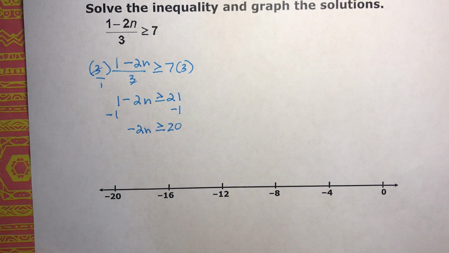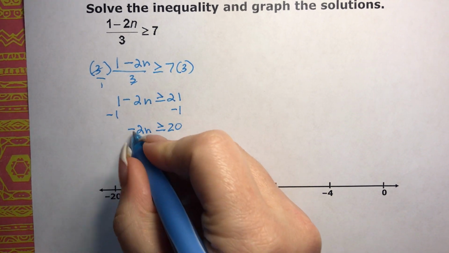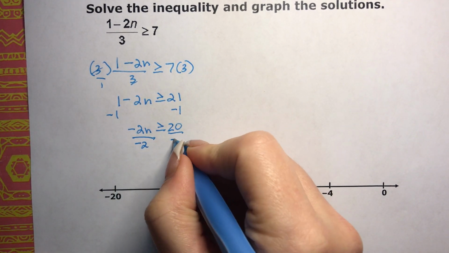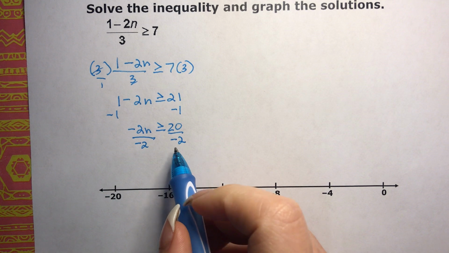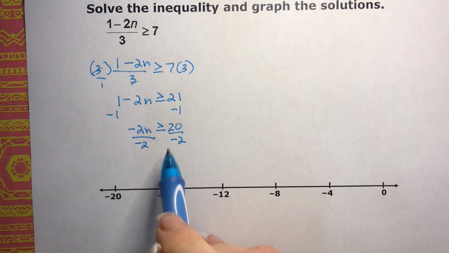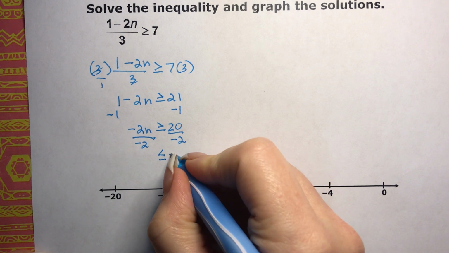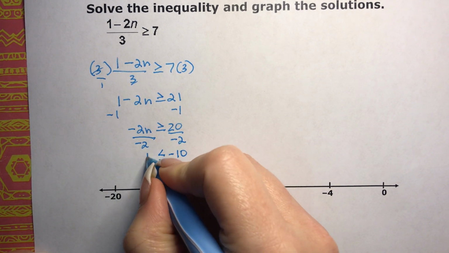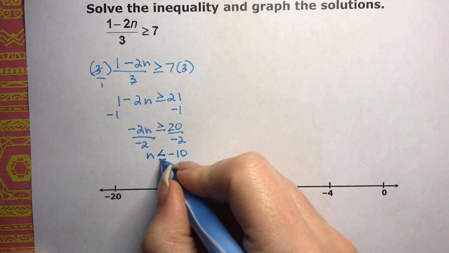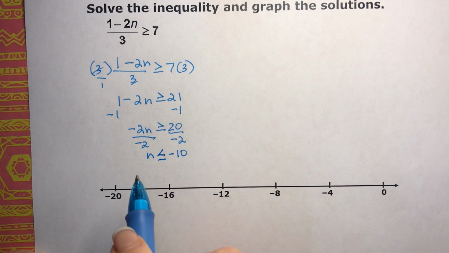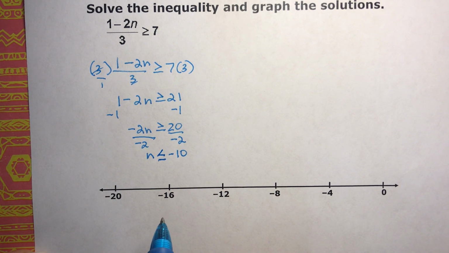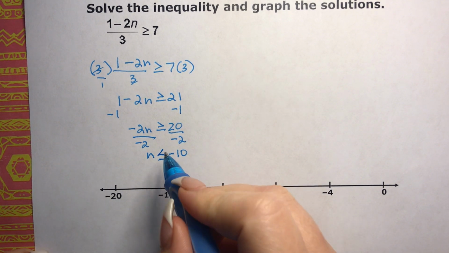And then we need to get n by itself. So we're going to divide by that negative 2. Wait, hold up. Did we just divide by a negative number? Yes, we did. We need to remember to flip that sign and flip it real good. Okay, sorry about that.